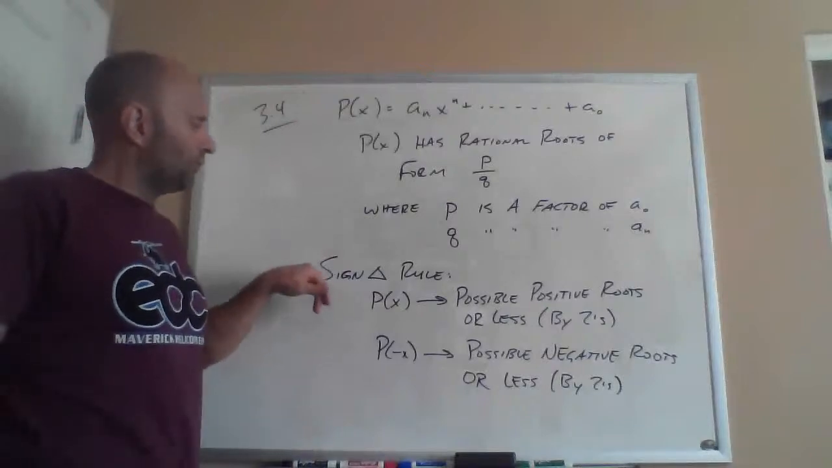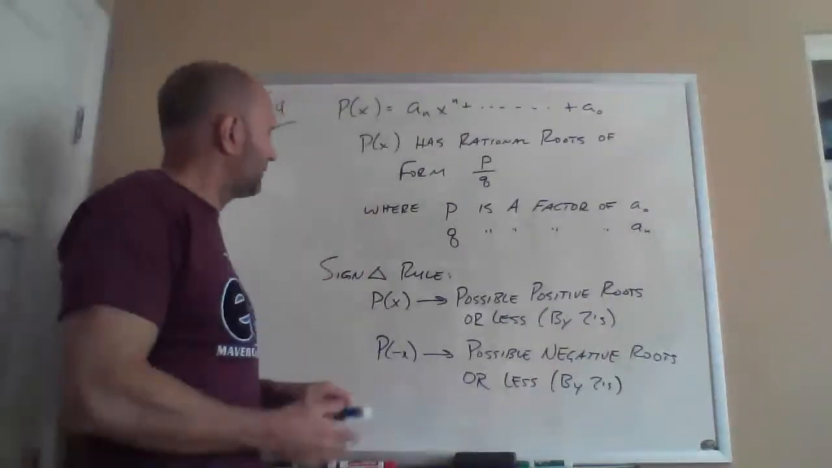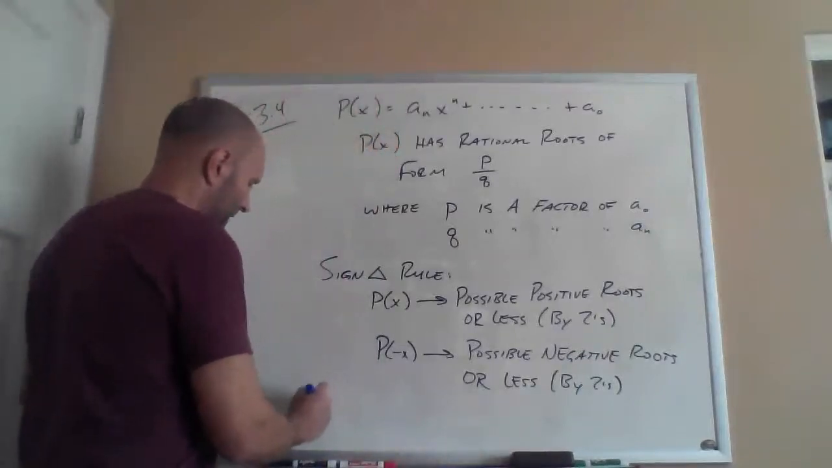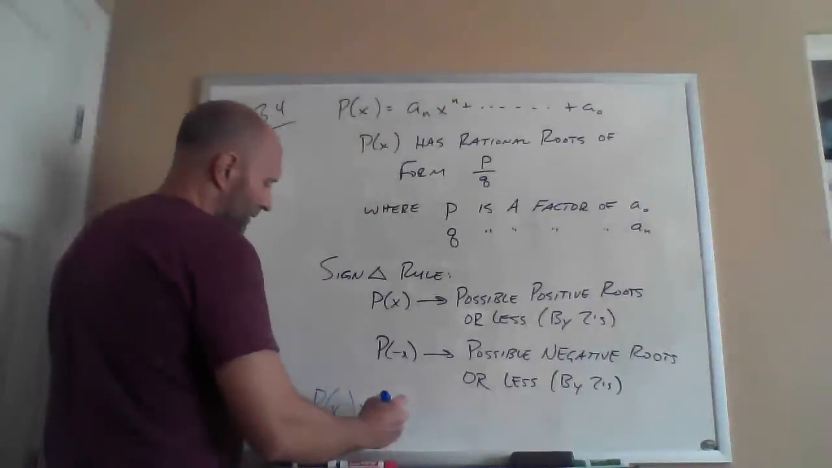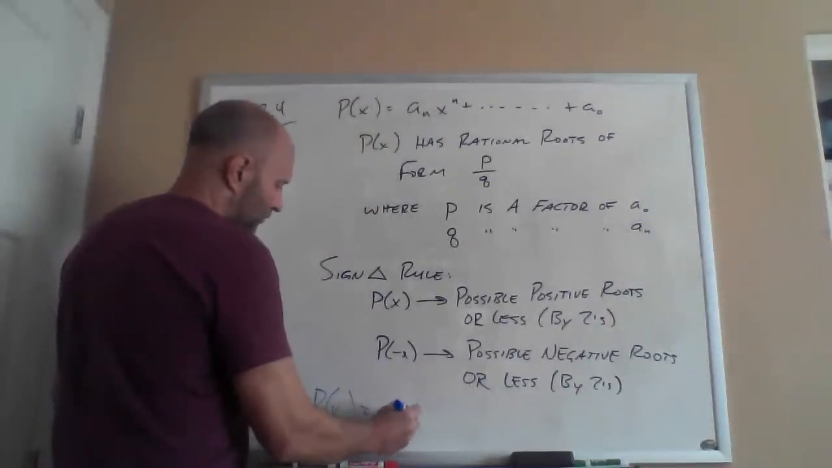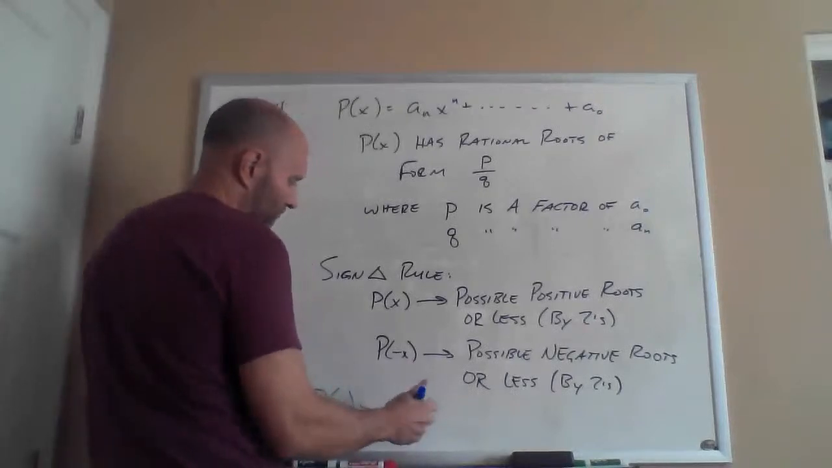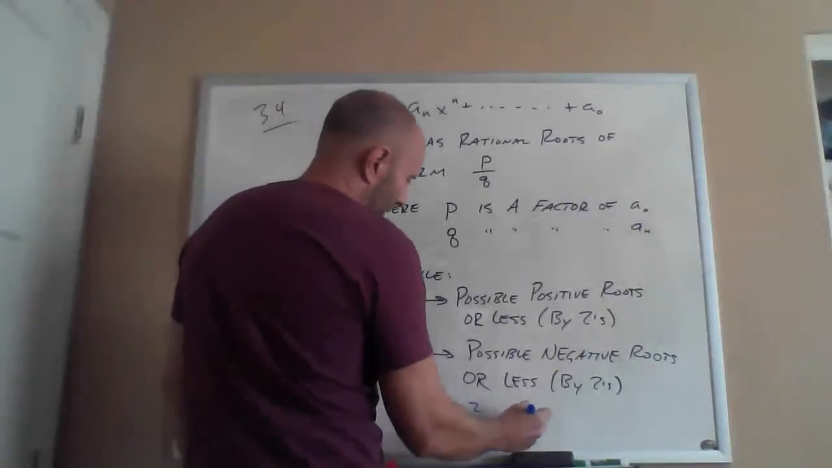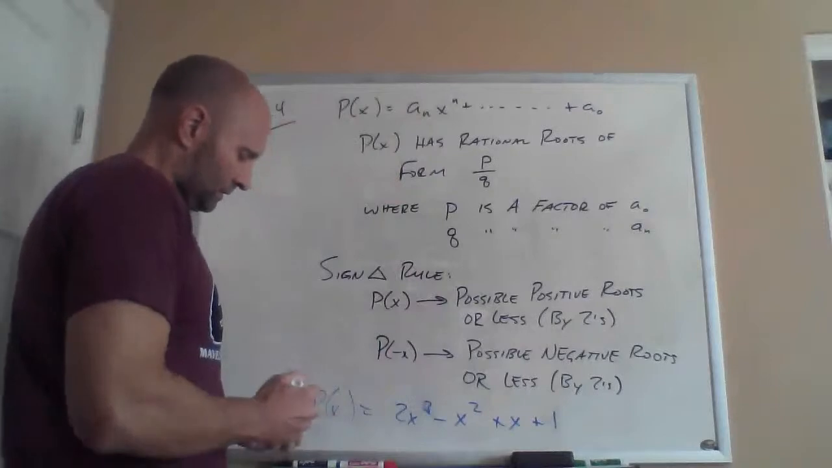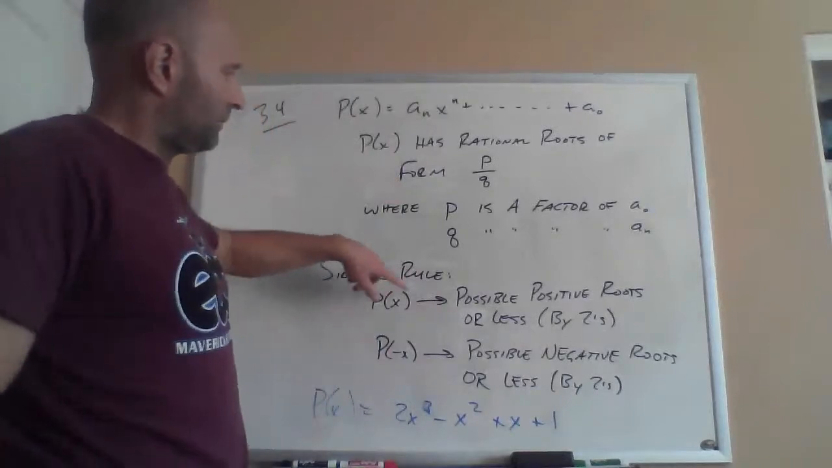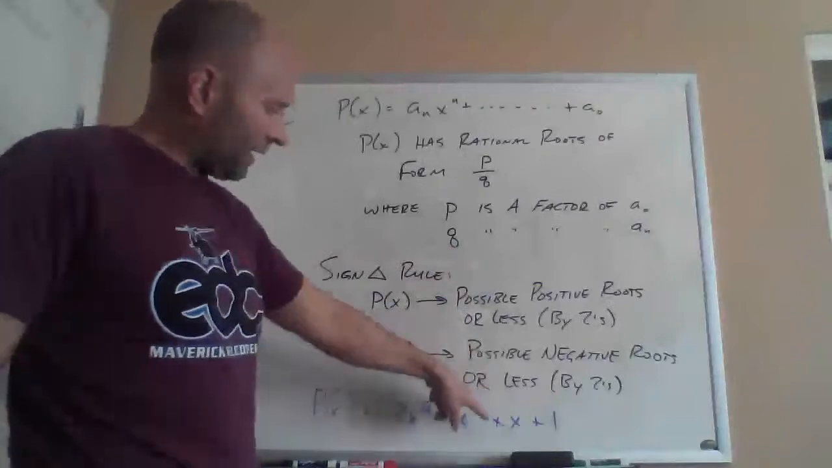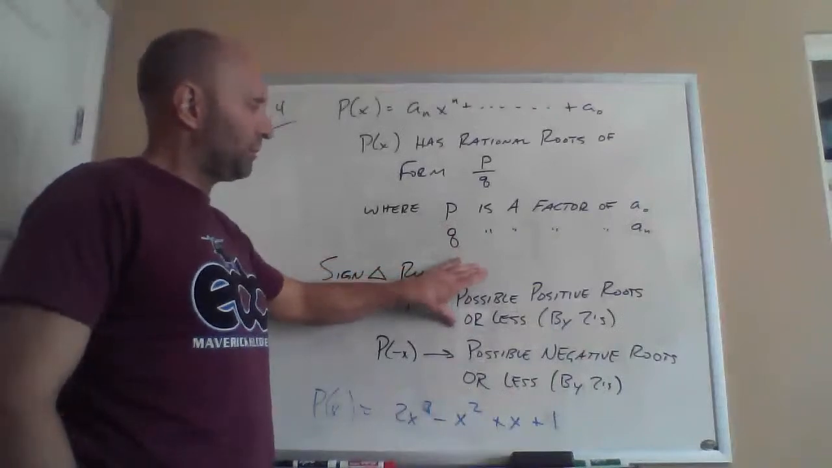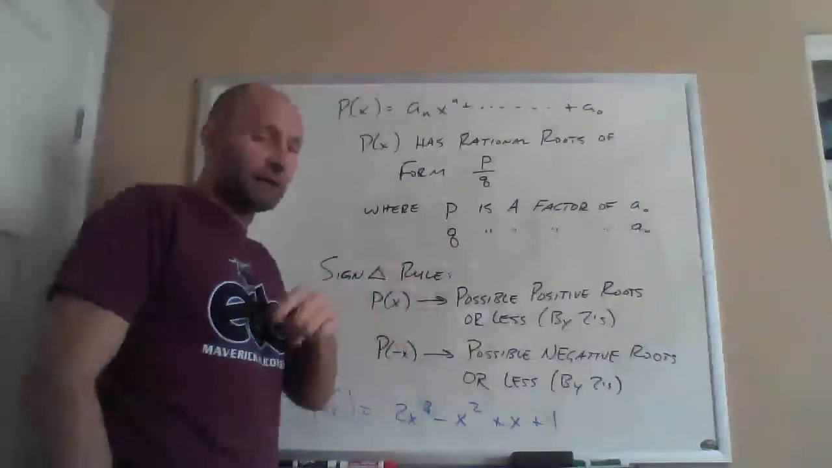What the sign change rule says is that if I take my polynomial, so let's look at an example here. Let's say we have P of x is 2x to the third minus x squared plus x plus 1, let's say. So P of x tells us that if we look at how many times the sign changes from when we start to when we end, that's the number of possible positive roots or less by 2s.